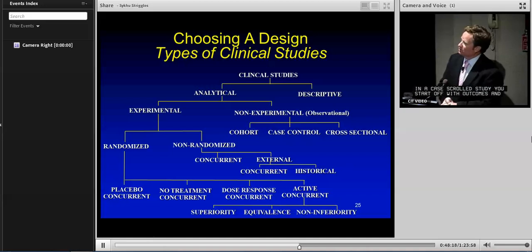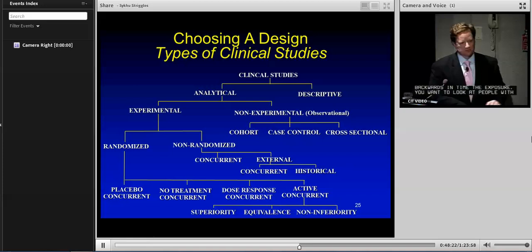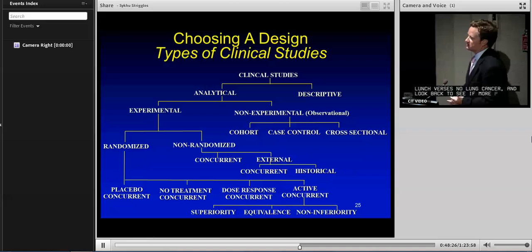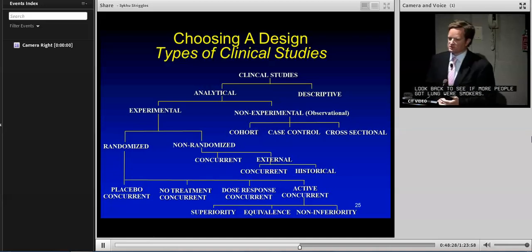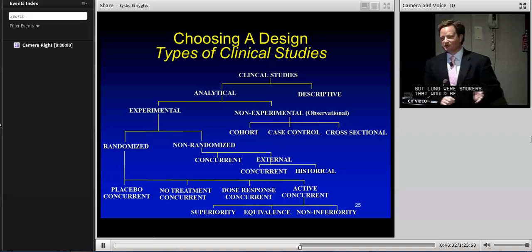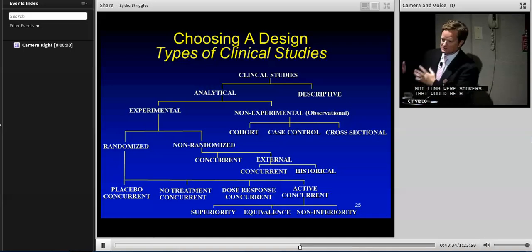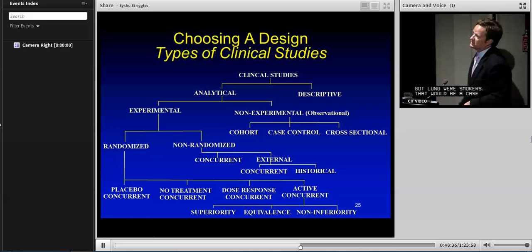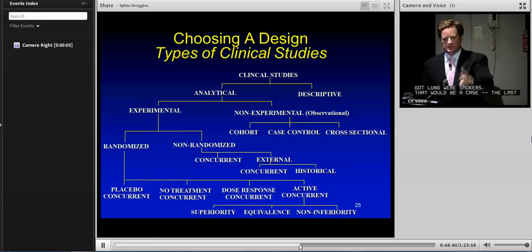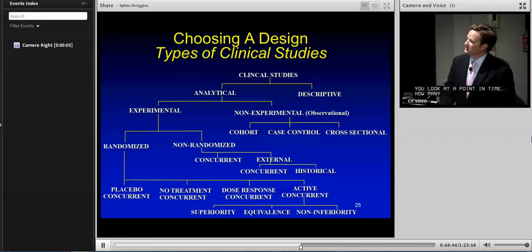So for instance, you want to look at people with lung cancer versus no lung cancer and look back and see if more of the people that got lung cancer were smokers. That would be a case control study. A cohort study, I'm going to start with a whole bunch of people who smoke and a whole bunch of people who don't smoke, and I'm going to follow them forwards in time to see who gets lung cancer. And then the last kind is a cross-sectional study where you would just look at one point in time. I'm going to look at how many smokers have lung cancer and how many non-smokers don't at one particular point.